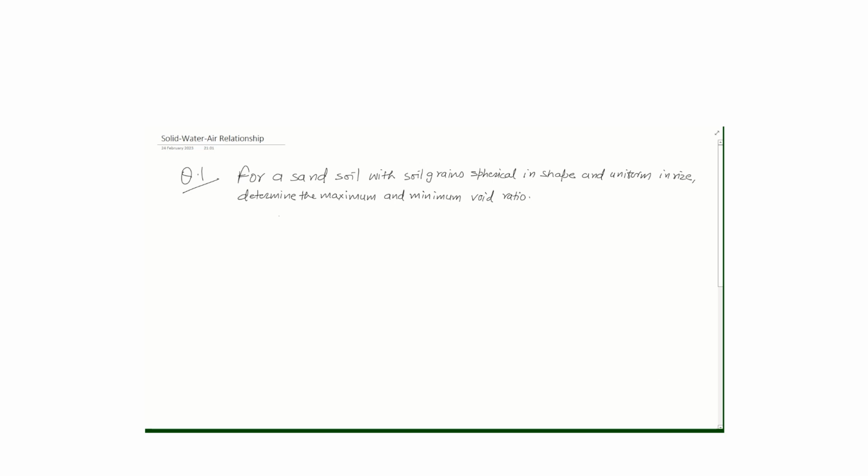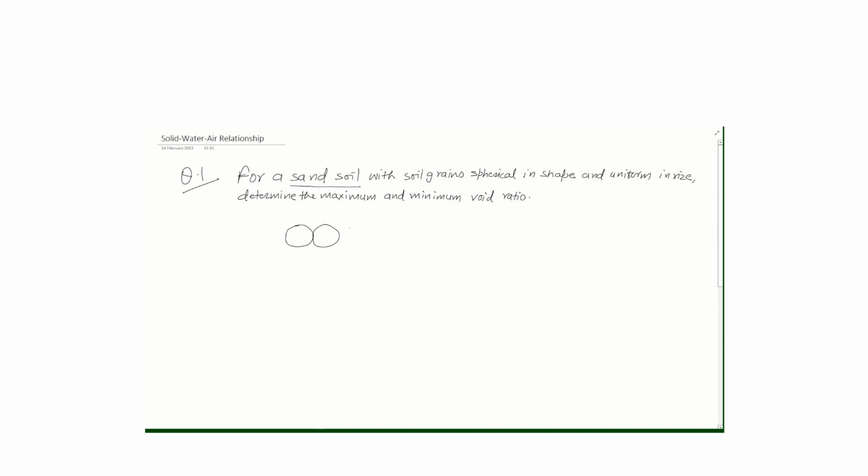Okay friends, so let us look at this question. The question is given as: for a sandy type of soil with soil grains spherical in shape and uniform in size. Means the soil is made up of soil grains which are spherical in shape. Suppose this is the sphere, and the sphere is going to be uniform in size. Means all the particles, that is the soil grains of the sandy soil, are spherical in nature, and these spheres have the same dimension throughout the soil mass.